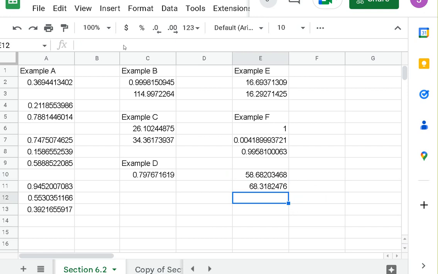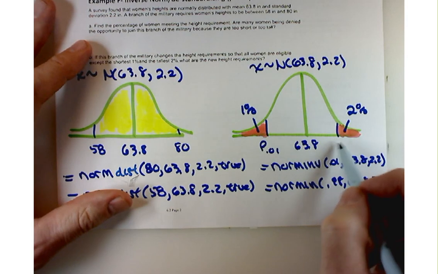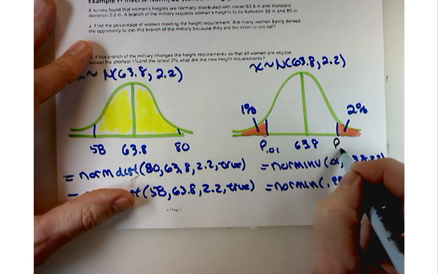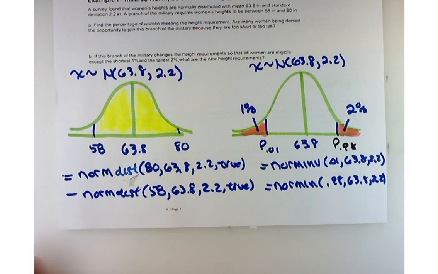By the way, what percentile would I write here? This is P sub 0.01. What should I write here? 0.98. Nice. Let me remind you again of some more notation here.